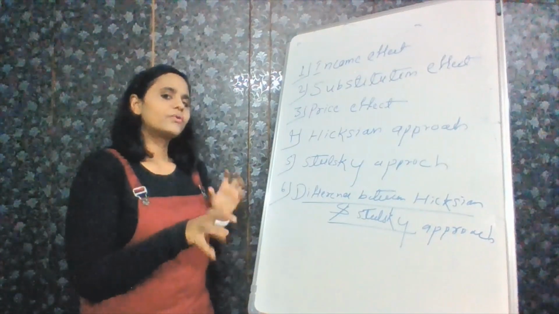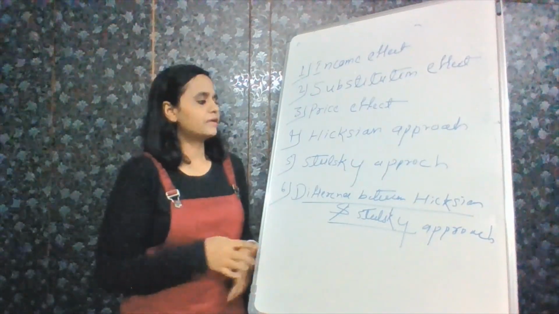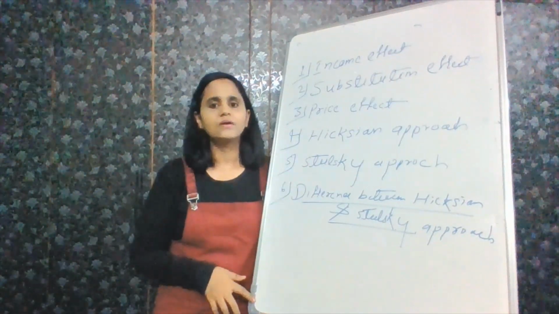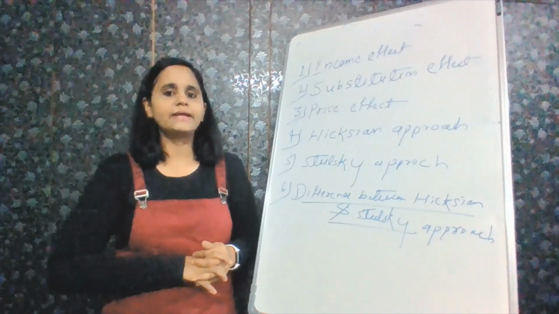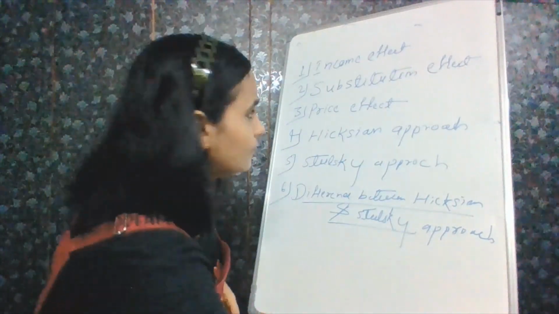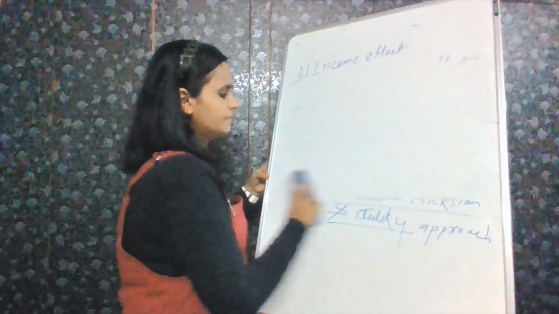We will also look a little bit into the Marshallian approach, which is basically your cardinal approach. What is the difference between the Marshallian and Hicksian approaches? So this is the agenda of today's class. Let's get started. We'll first see income effect. What is income effect?